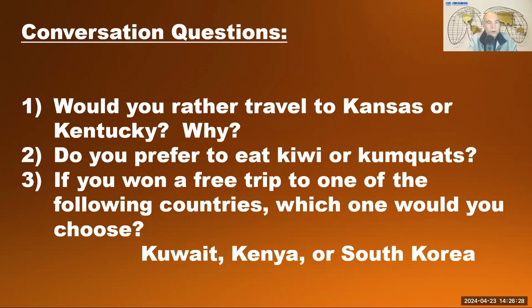What about you? Free trip, everything's taken care of financially. You don't pay anything. All you do is you just travel and enjoy. Which of those three countries would you choose? Kuwait, Kenya, or South Korea?